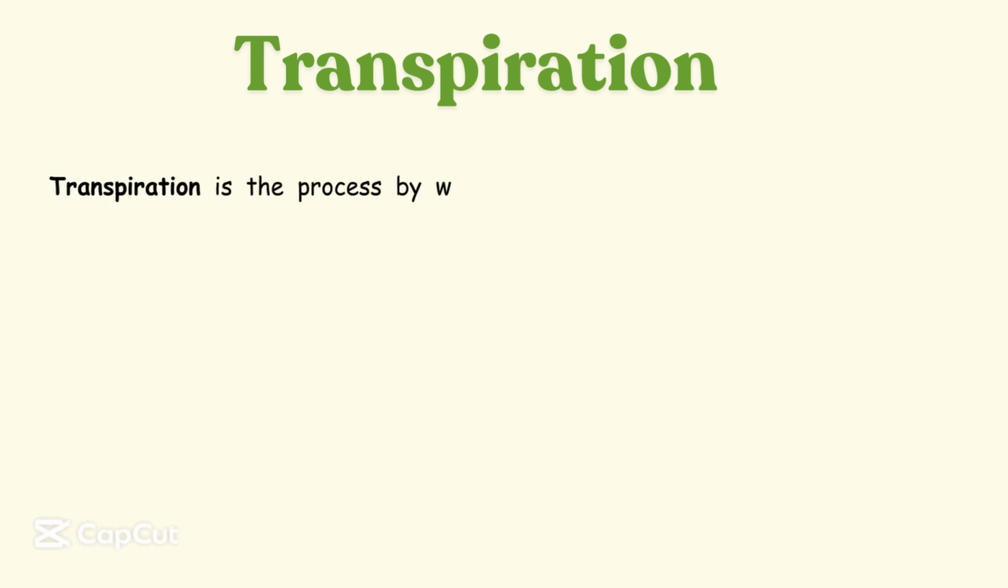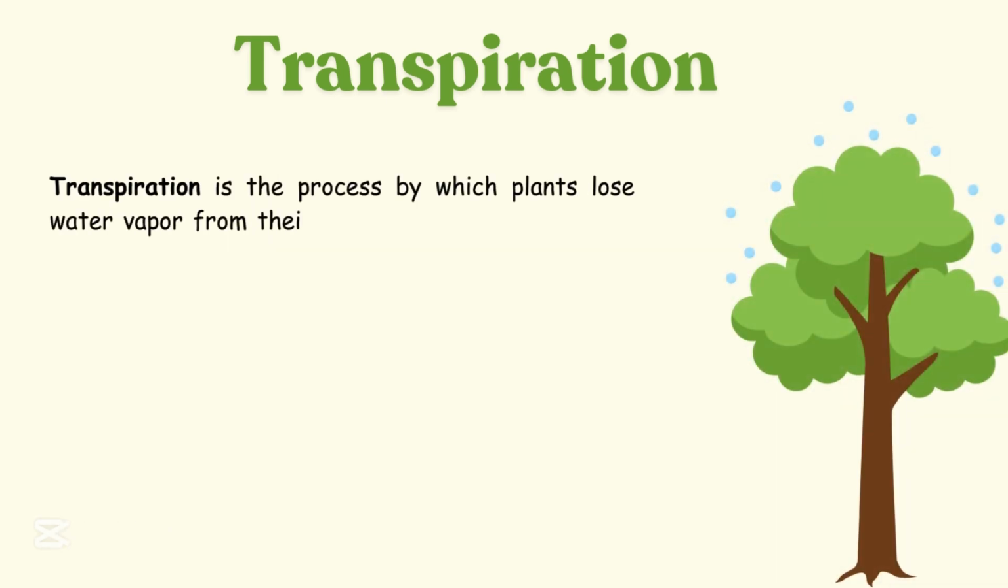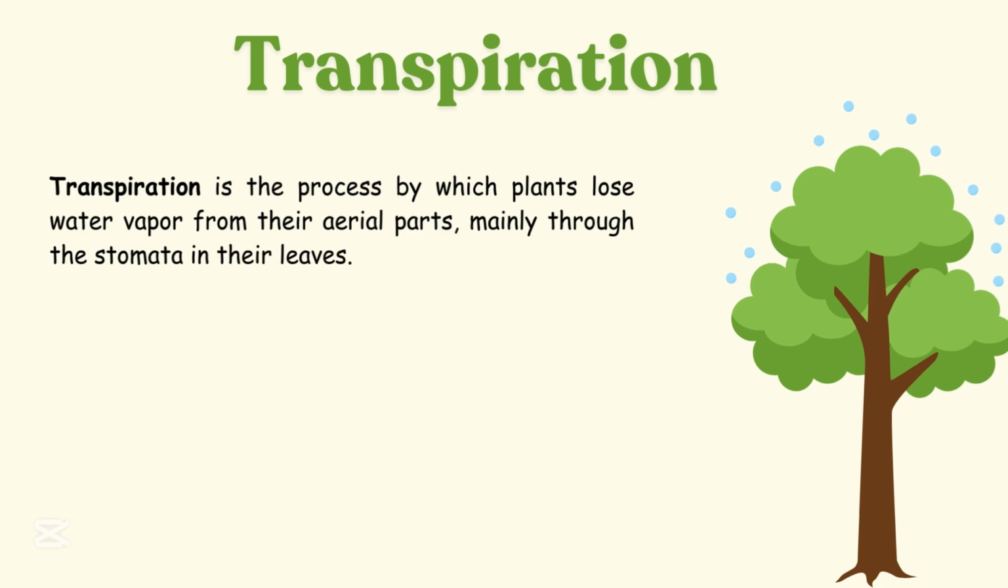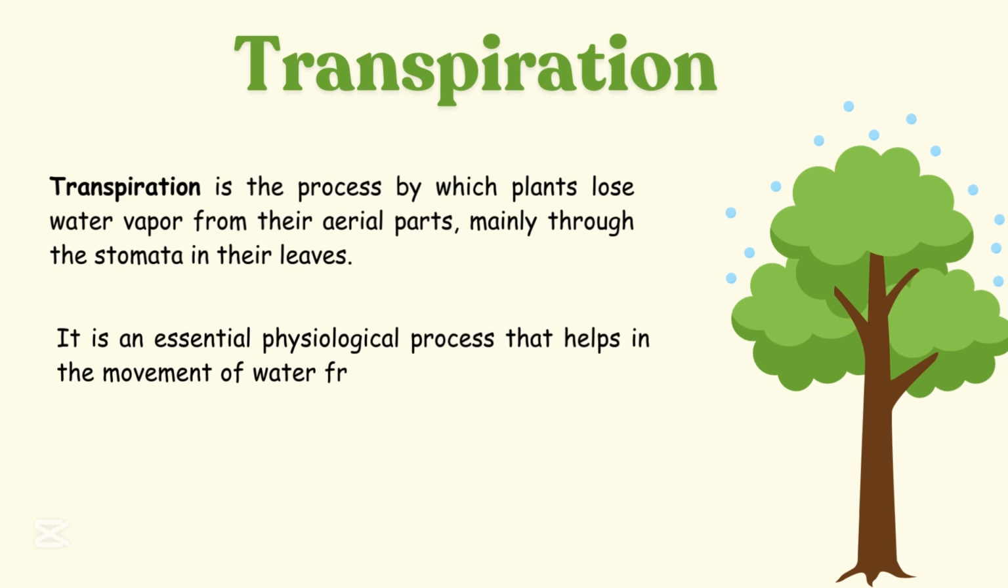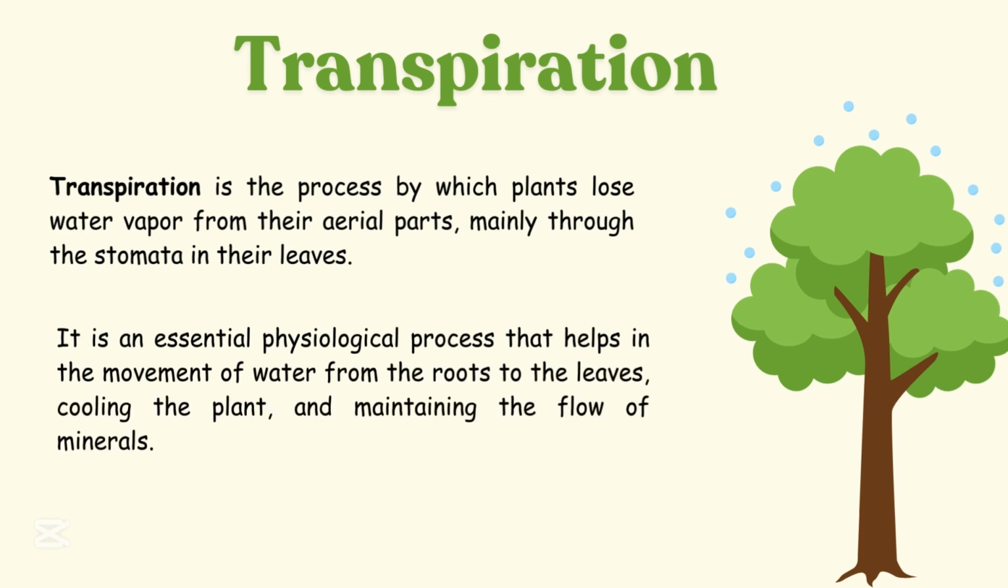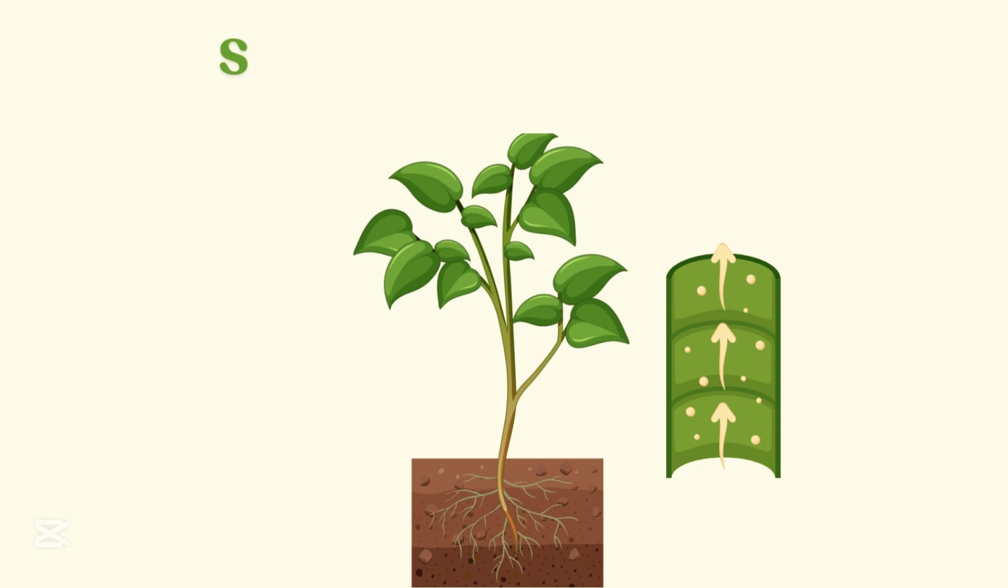Transpiration is the process by which plants lose water vapors from their aerial parts, mainly through the stomata in their leaves. It is an essential physiological process that helps in the movement of water from the roots to the leaves, cooling the plant and maintaining the flow of minerals. Let's discuss steps of transpiration.